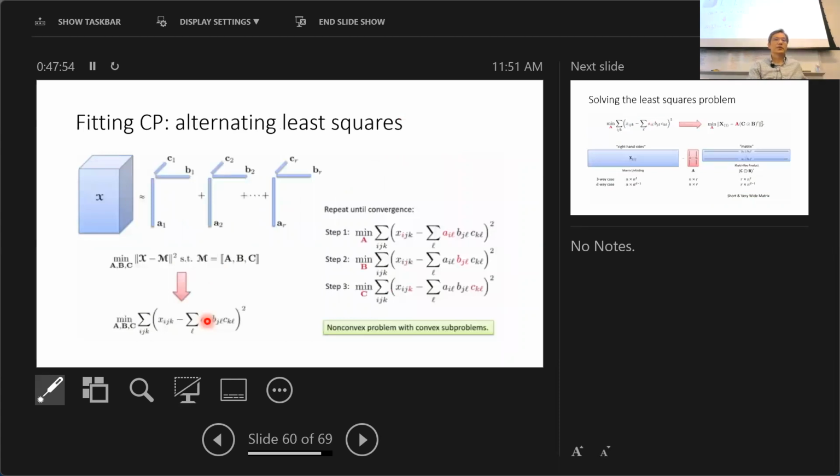The method people normally use is called alternating least squares. You consider just one step for one of the dimensions, then step two will consider B, the second dimension. And step three, you optimize the values for C, and then you turn back to A, B, C again. Each time you try to fix values for the other dimensions and minimize for one dimension, and at the end you stop.